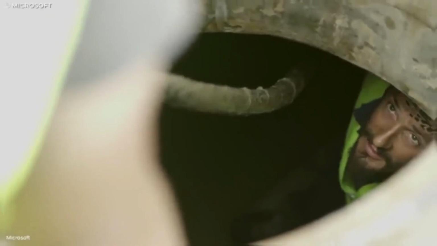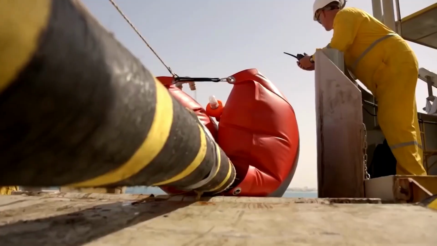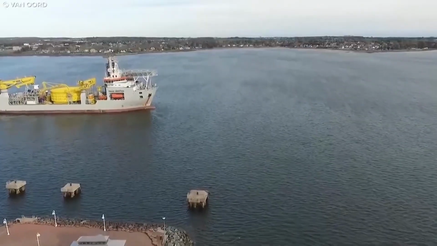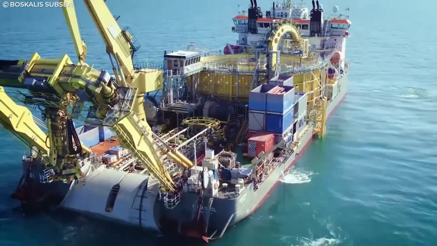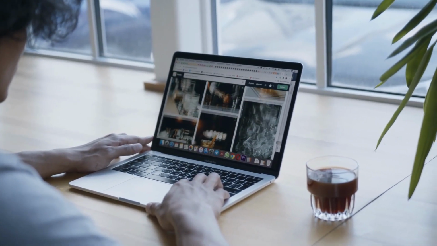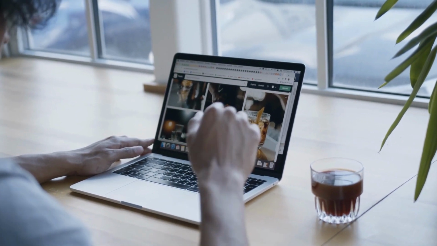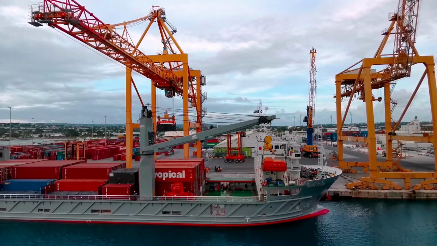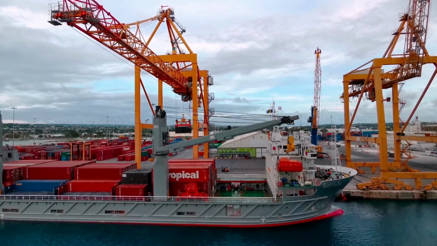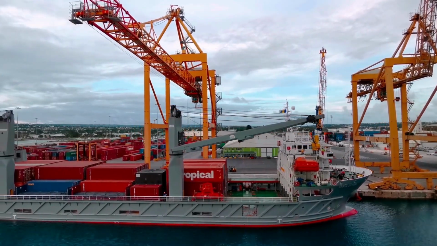So, there you have it, an overview of how the internet travels across oceans. It's a fascinating process that involves a lot of technology and expertise. Next time you're browsing the web or video chatting with someone on the other side of the world, take a moment to appreciate the incredible infrastructure that makes it all possible.